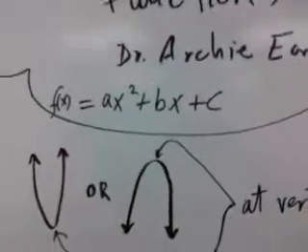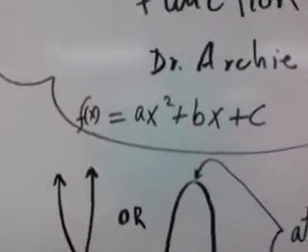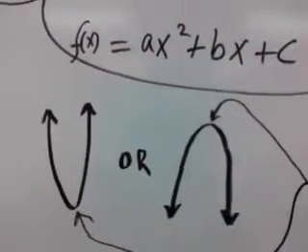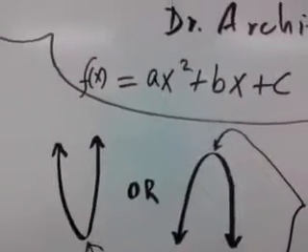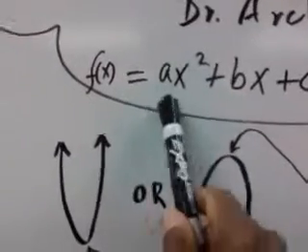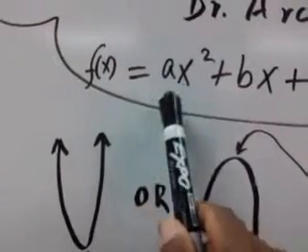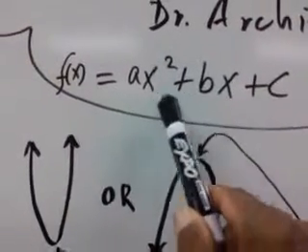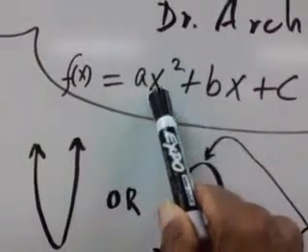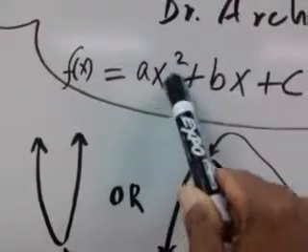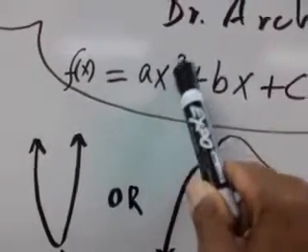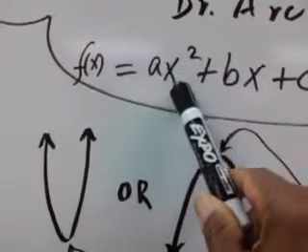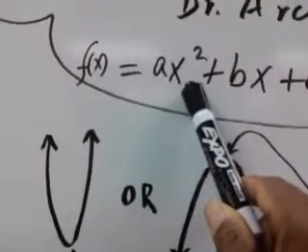Quadratic functions are functions of the form f of x equals ax squared plus bx plus c. And of course, you have to have this quadratic term in there for it to be quadratic. You have to have the x squared term. If you don't have the x squared term, then of course it's not quadratic.